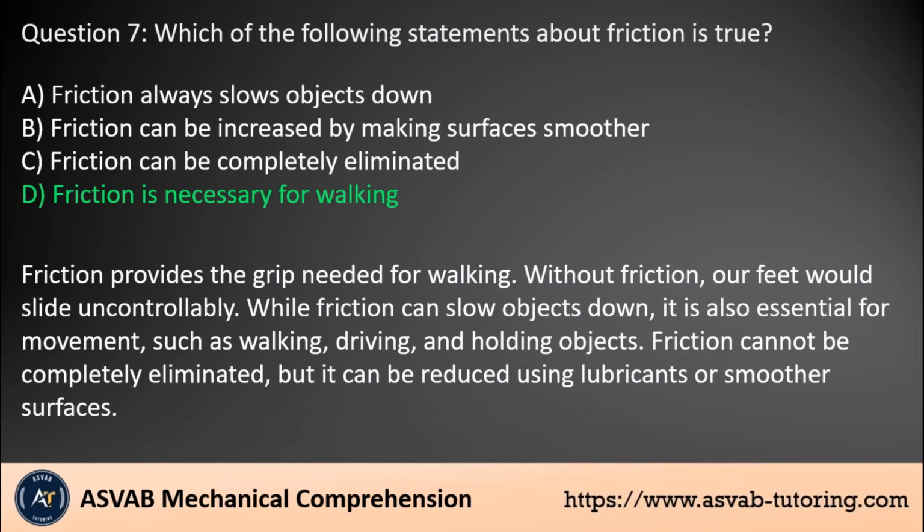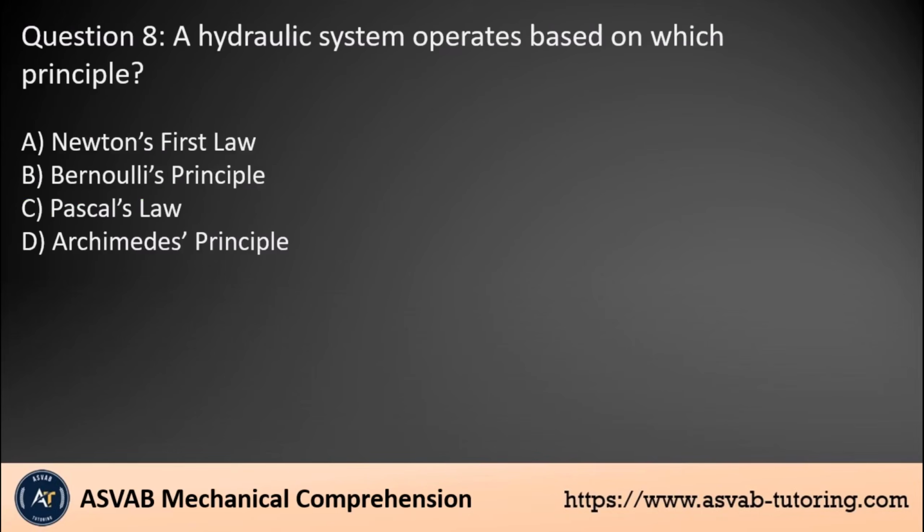Explanation: friction provides the grip needed for walking. Without friction, our feet would slide uncontrollably. While friction can slow objects down, it is also essential for movement, such as walking, driving, and holding objects. Friction cannot be completely eliminated, but it can be reduced using lubricants or smoother surfaces. Question 8.